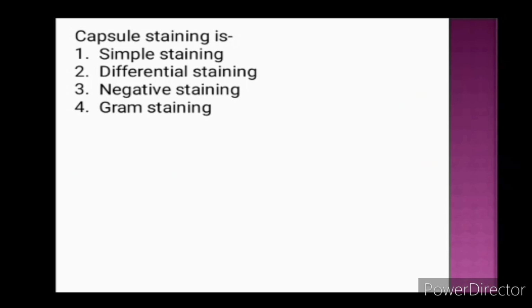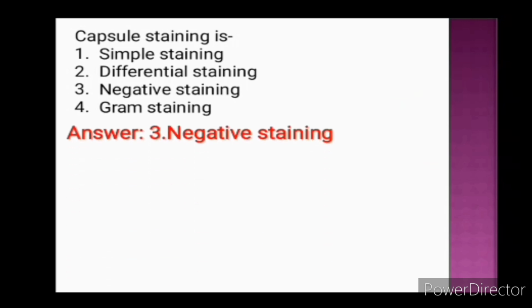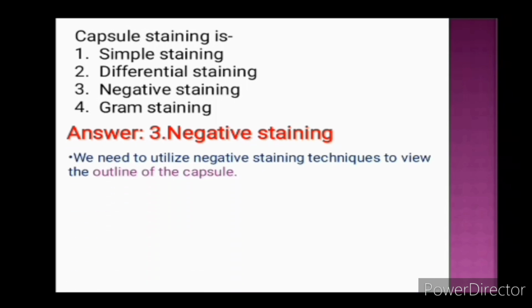Next question. Capsule staining is option 1 simple staining, option 2 differential staining, option 3 negative staining, and option 4 gram staining. And the correct answer is option 3, negative staining. Now we need to utilize the negative staining technique to view the outline of the capsule.